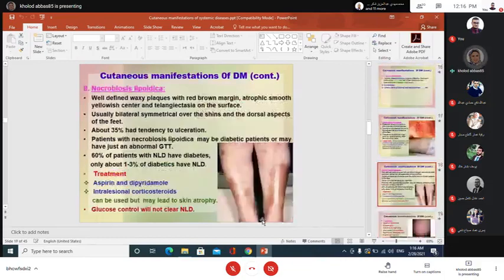Other cutaneous manifestations, we have necrobiosis lipoidica. Those attending the clinical sessions see the pictures as we are talking about them. Well-defined waxy plaques with red-brown margin, atrophic, smooth, sometimes a yellowish center. We can see telangiectasia on the surface. Usually they are bilateral, symmetrical, commonly seen on the shin and dorsal aspect of the feet.